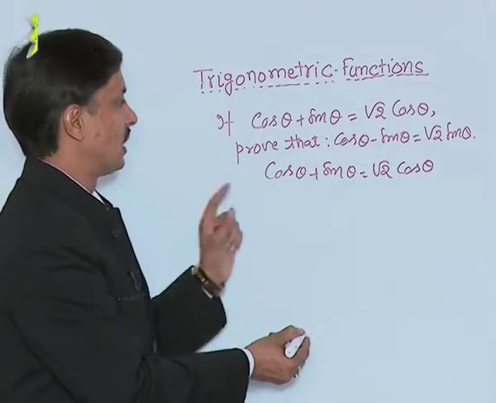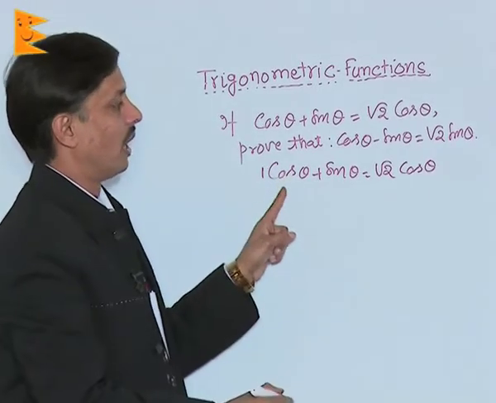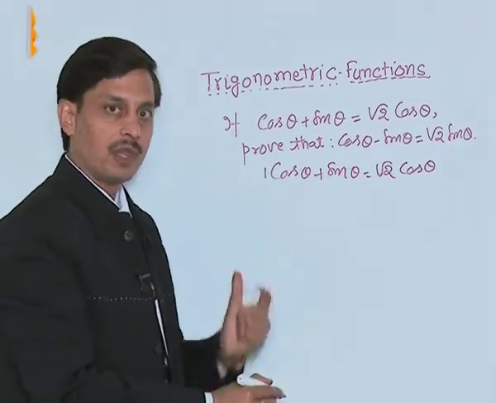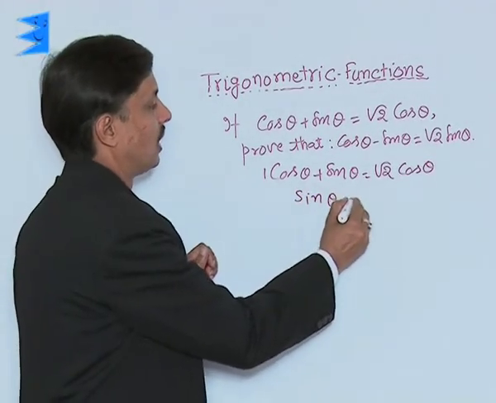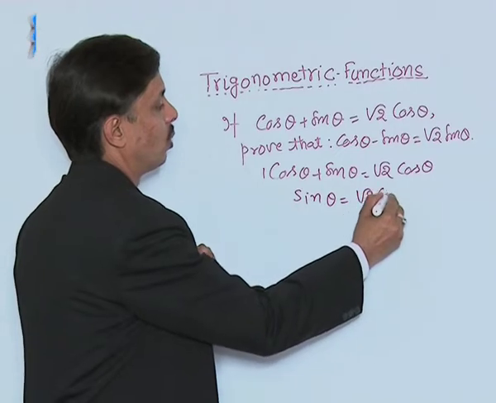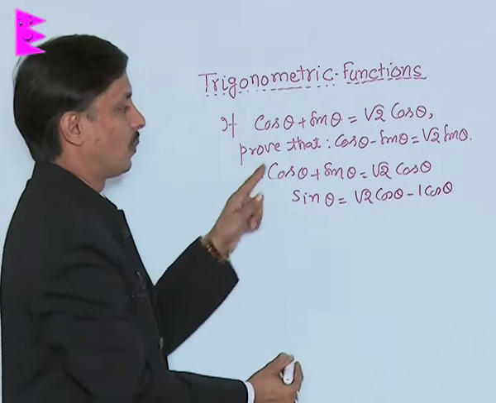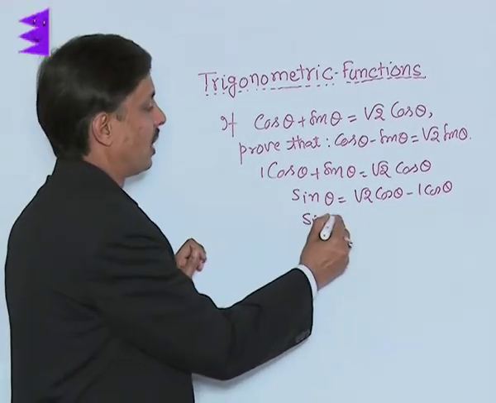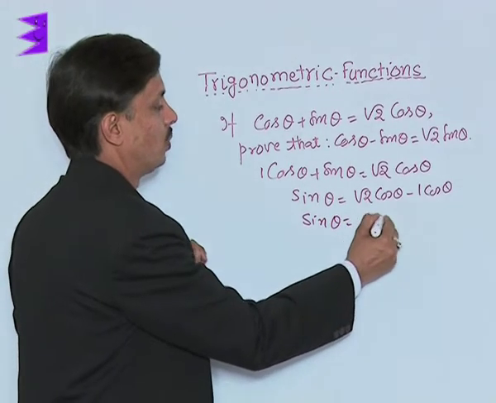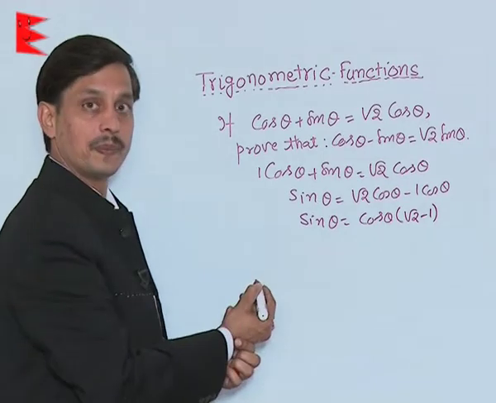So I can say, if I shift this 1 cos theta from the left hand side to the right hand side, then the equation will come in this shape. Sin theta is equal to root 2 cos theta minus 1 cos theta, which is transferred from left to right. Now we can proceed like this. Sin theta is equal to, if cos theta is common, then it is root 2 minus 1.